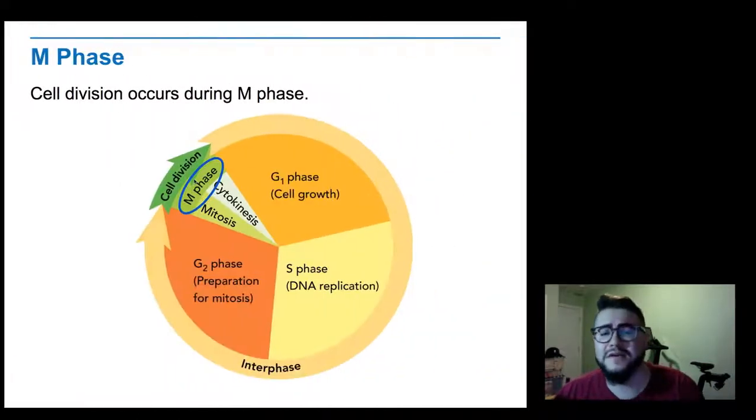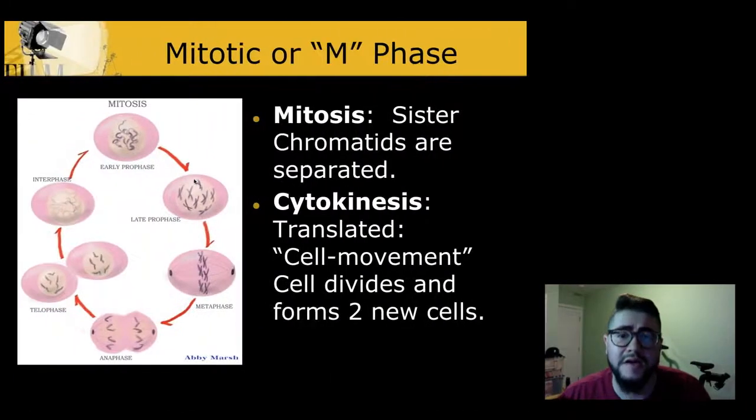So the next phase is called the M phase, or the mitotic phase, or cell division. Okay. That is made up of 2 distinct phases: mitosis and cytokinesis. Mitosis is when the DNA of the cell splits. Cytokinesis is when the cytoplasm and the rest of it splits. Okay.